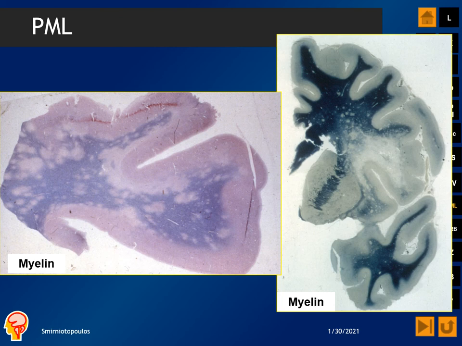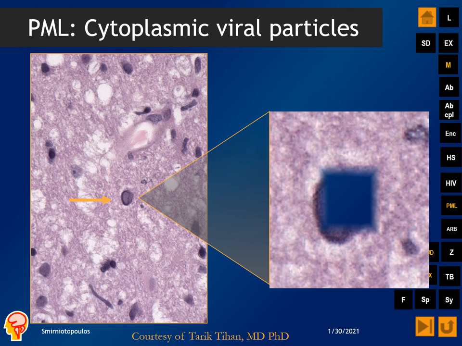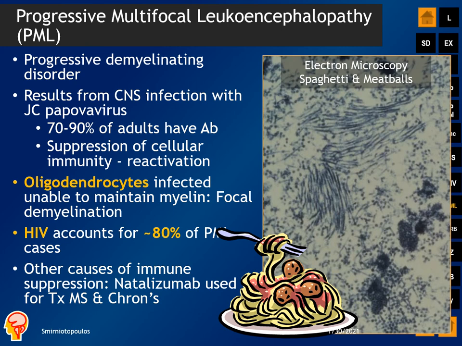This is a myelin stain, and we can see these large geographic patchy areas of demyelination caused by the lysis of oligodendrocytes that are infected by the JC virus. We can also see the viral particles replicating inside of the cell. That's what's illustrated here, the viral particles on electron microscopy. Some people say that this appearance of the viral particles and these linear structures is the spaghetti and meatballs appearance of progressive multifocal leukoencephalopathy.